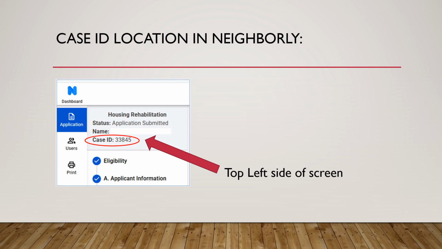When you submit your pre-application for the lottery in Neighborly, you are awarded a case number. This 5-digit number is what is used when announcing the winners on August 19th. You can locate your case ID in Neighborly, and it will be on the top left side of the screen.